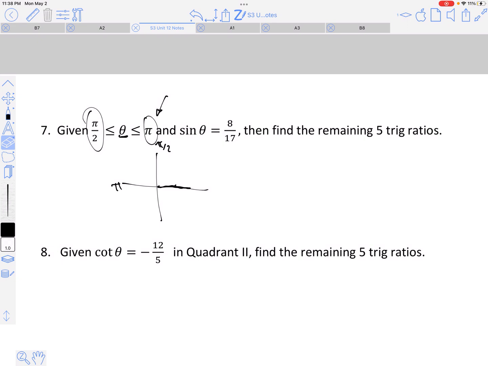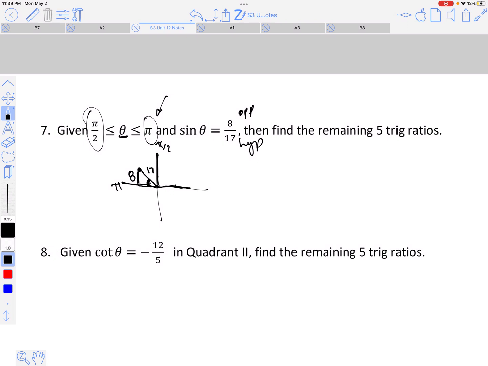Okay, so we know that we're in between pi halves and pi. We're over here in the third quadrant. So I'm going to build a triangle. All triangles use the reference angle, like we learned before. And here is the angle that I marked there. So that will be sine, which is opposite over hypotenuse. So the hypotenuse is 17, and the opposite is 8.